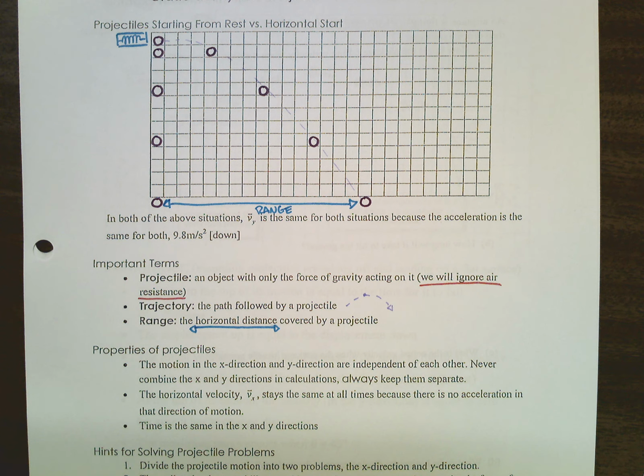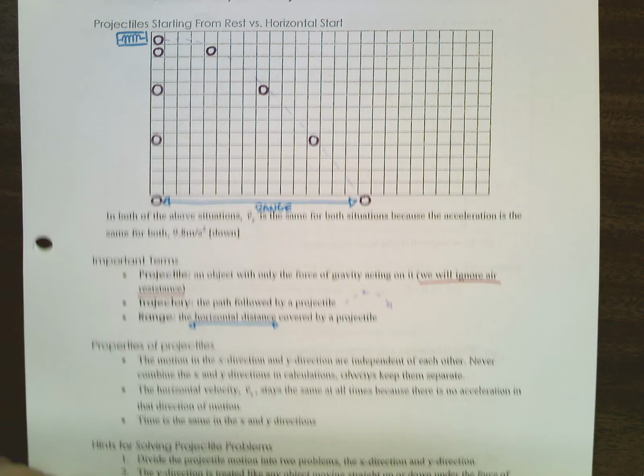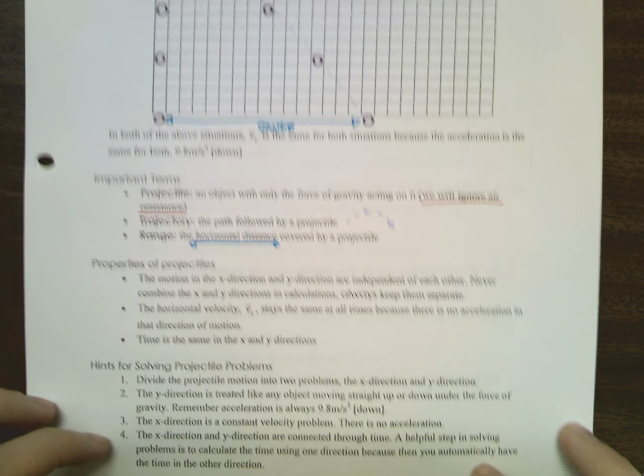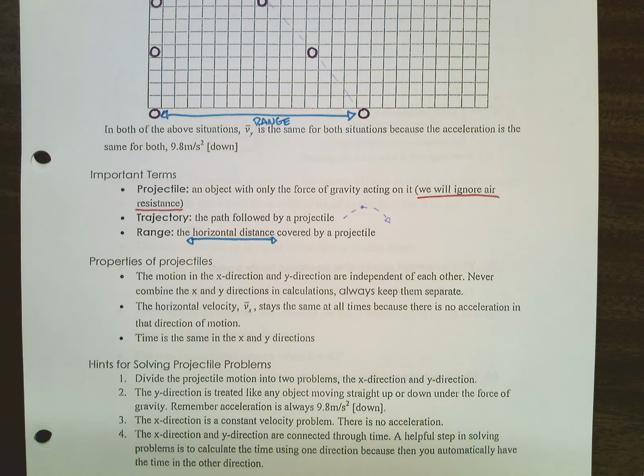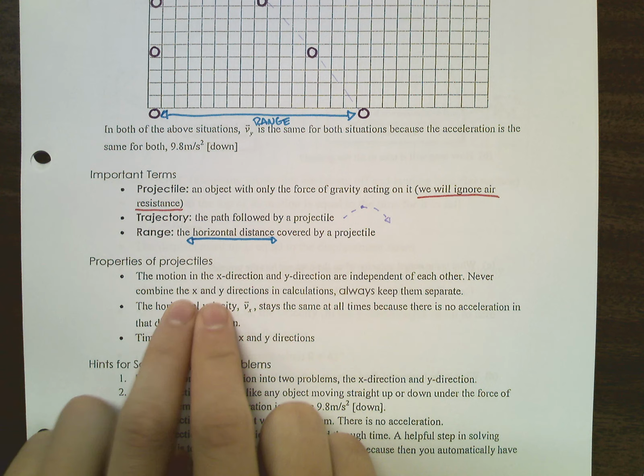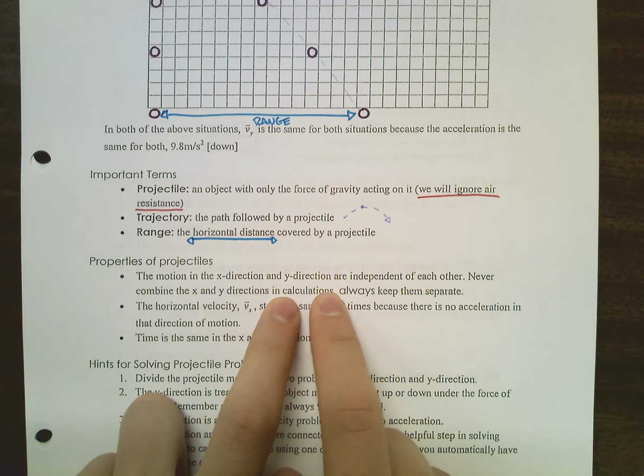That is our range. So it's the horizontal distance covered by the projectile. A couple more properties that are important to know. The motion in the x direction and y direction are always going to be independent of one another. So never combine the x and y directions in calculations.